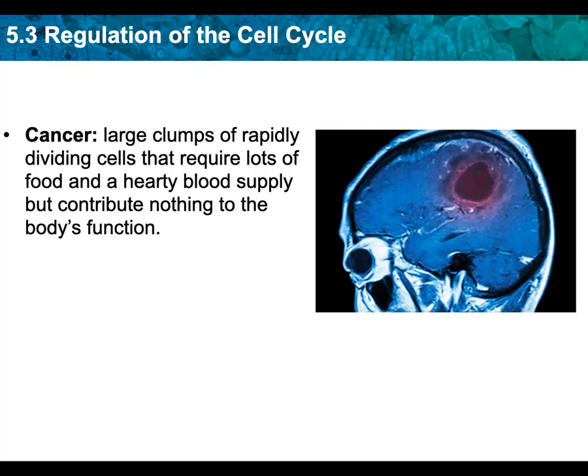So cancer is a large clump of rapidly dividing cells that require lots of food and a blood supply, but do not contribute to the body's functioning. So cancer cells take in a lot of nutrients, a lot of energy, but they don't help the body in any way. They crowd out the good cells, make the good cells die.